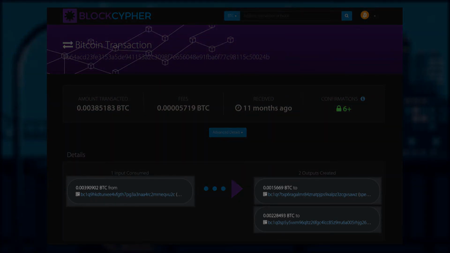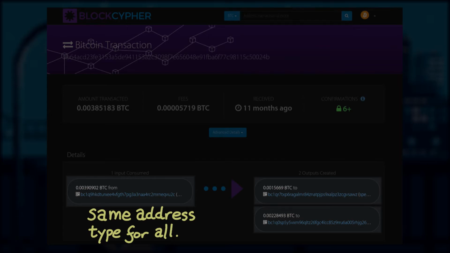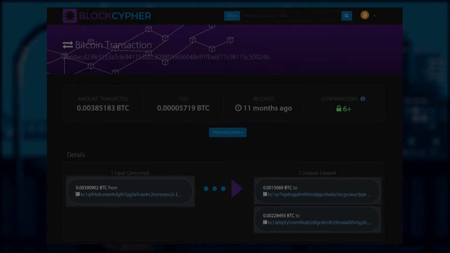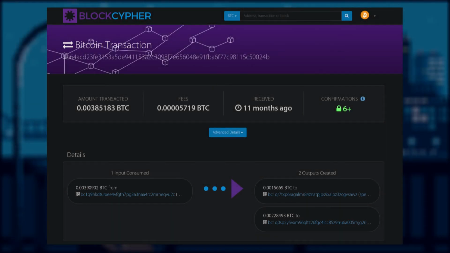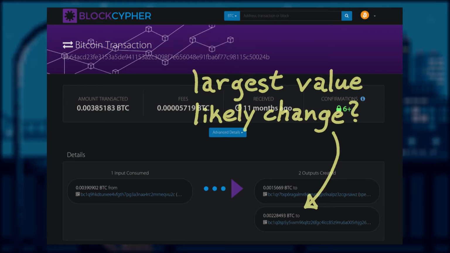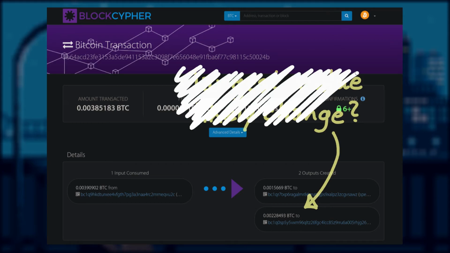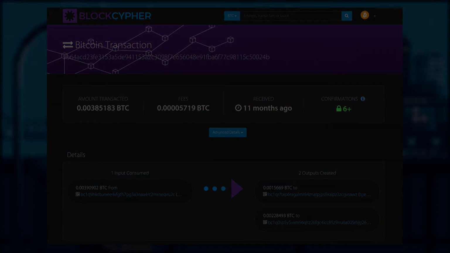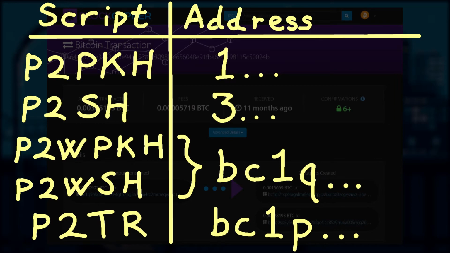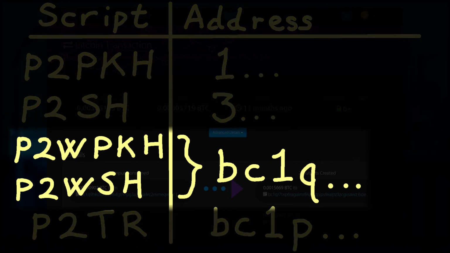All address types are the same for both the input and outputs. If we apply the largest amount output heuristic, we would assume output 1 is the change output. But with such similar value, this assumption may not be very accurate. If you remember the table from earlier, pay to witness public key hash and pay to witness script hash both have the same address format.